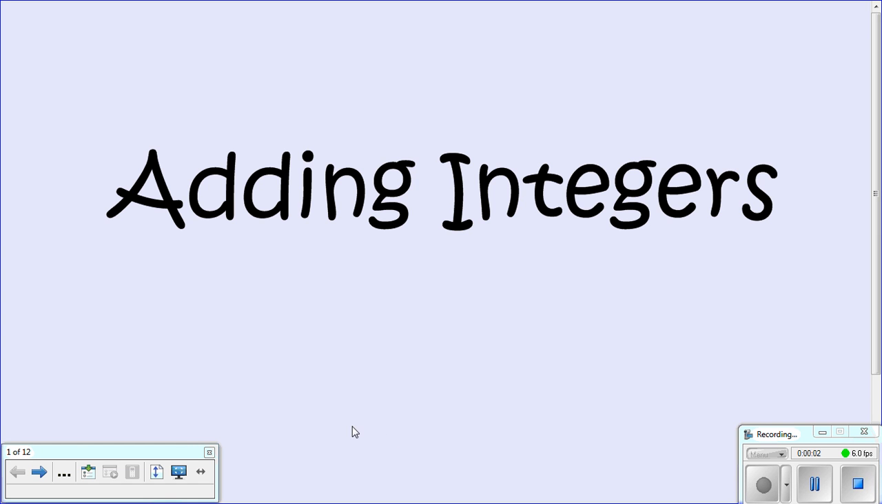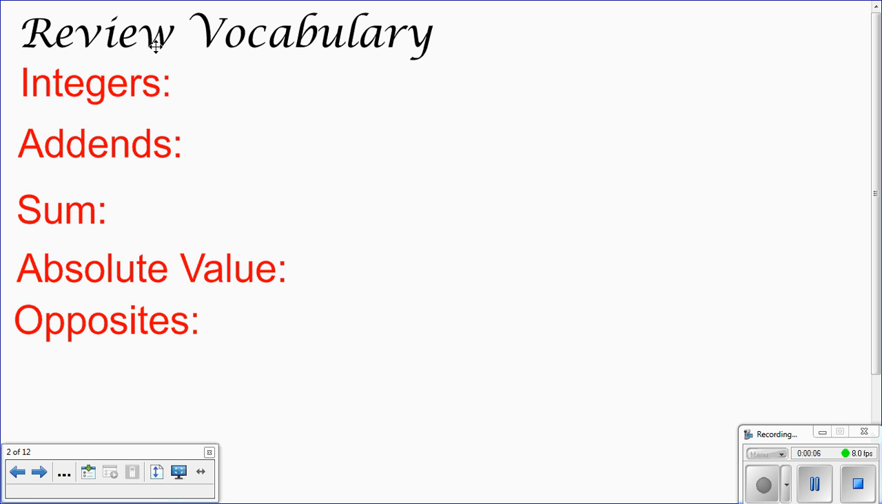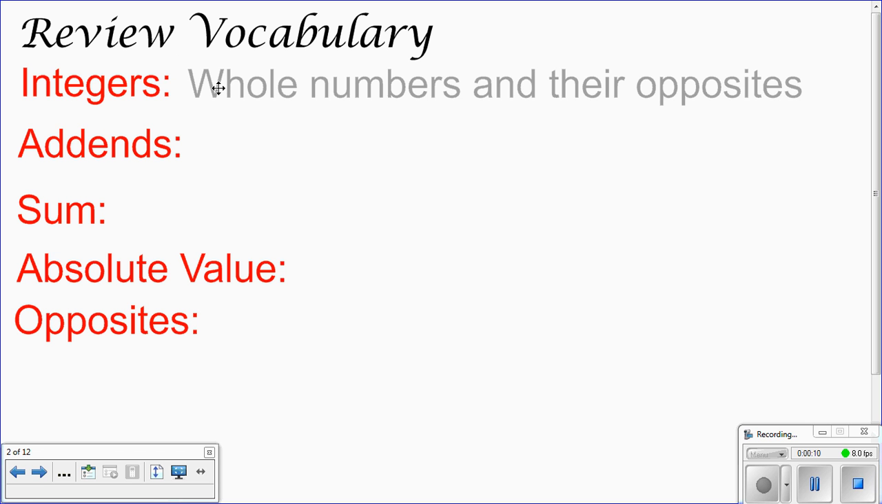Hi there. Today we're going to do adding integers. First, I'm going to review some vocabulary. Integers are whole numbers and their opposites.